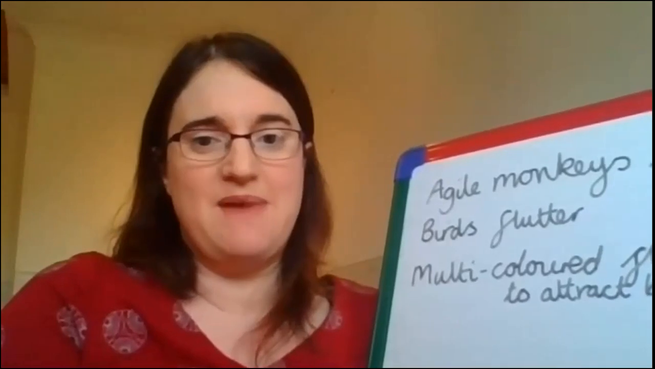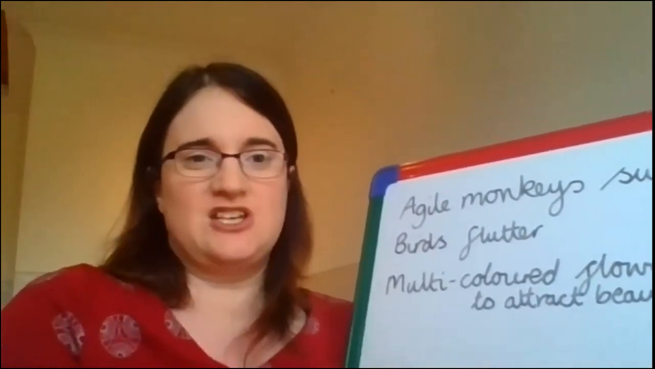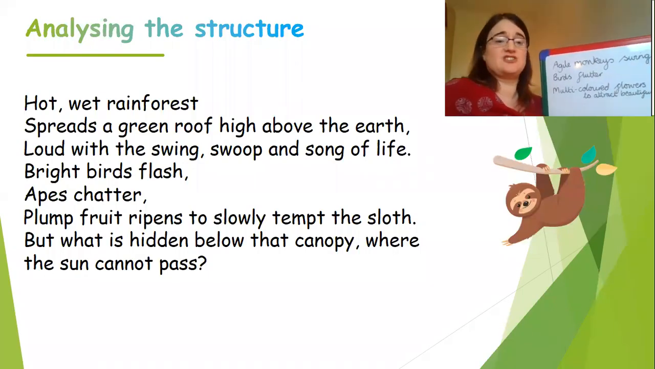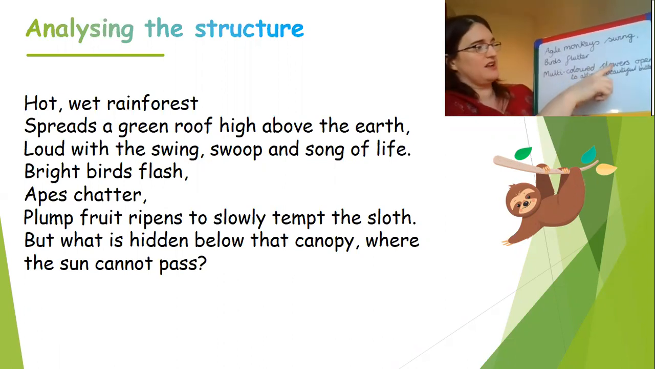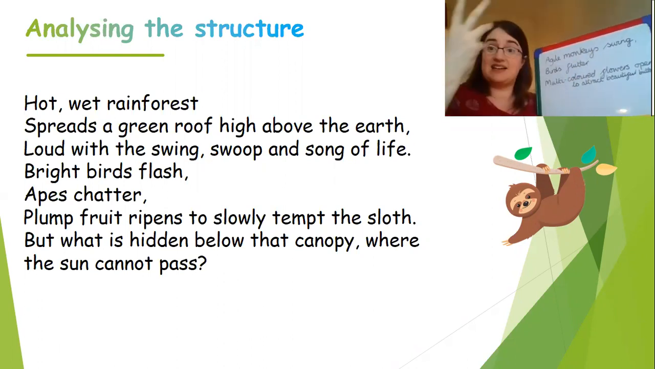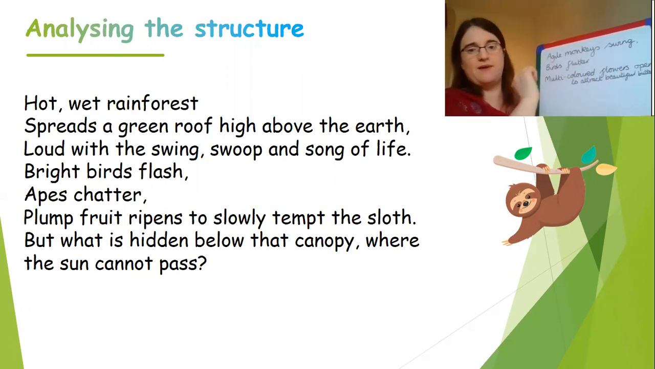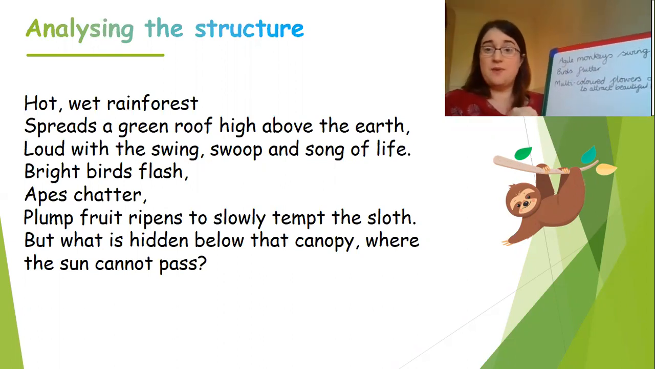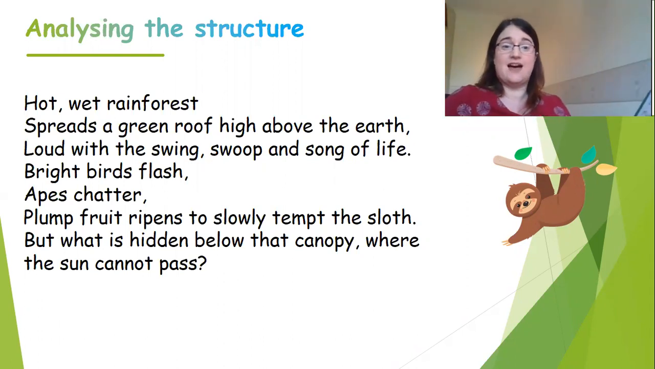Okay, and if we look at the main part of the poem, we go back to our original poem, Angela McAllister had plump fruit, so there's her adjective and noun, ripens, so that's what it's doing, to slowly tempt the sloth. So why is it ripening? So that the sloths can eat it. And I've got my multicolored flowers opening to attract the beautiful butterflies. So you need something happening to affect something else, okay? So we've got an adjective and a noun, and then we've got our verb, and then we've got something else, okay? So have a go at that line now. So you've got that one as well, and then we've got one more line, and we've finished our last section. So have a go at that one now.